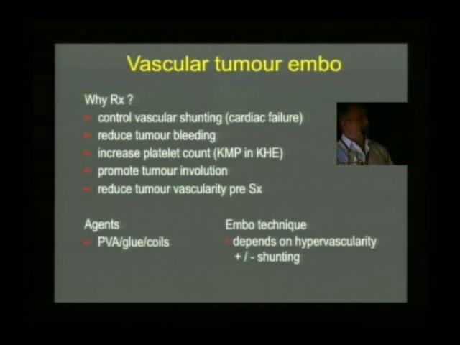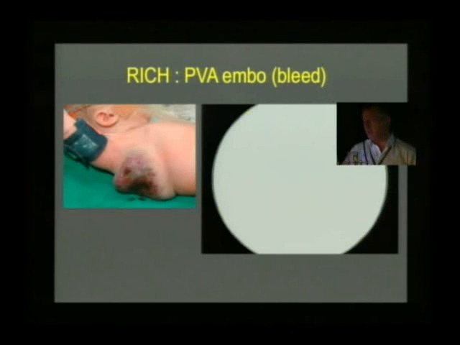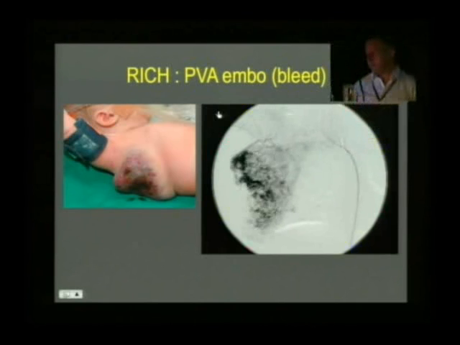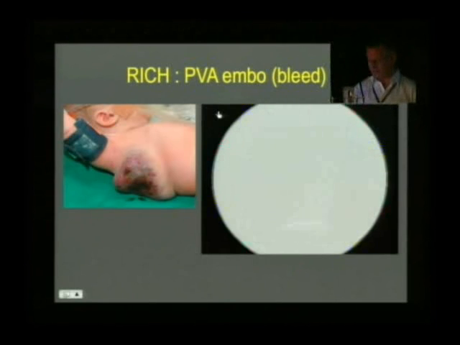And the technique depends on the amount of vascularity and shunting in the morphology. So we really need to understand what we're dealing with. And I showed you this example before of this RICH in this baby's arm, with this rapid shunting. And what I want to do is just briefly show you the embolization using just PVA.